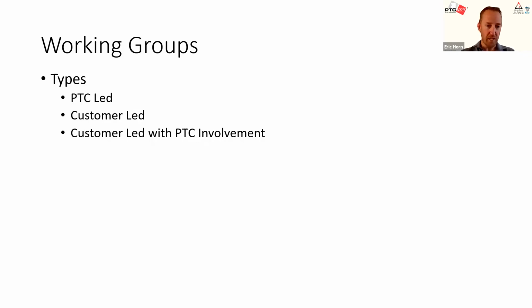And then last but not least, there are customer-led with PTC involvement, and those are where customers like us are all saying, hey, we really find this valuable. And PTC says, you know what? I kind of find this valuable too. I'm going to at least have a product manager get involved so that they can help steer the discussion. And then usually those two will also have some sort of white paper come out of it as well.